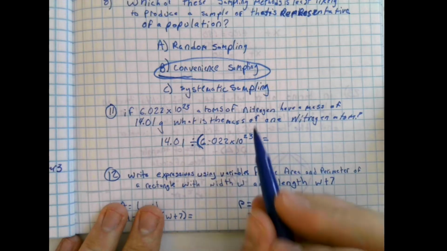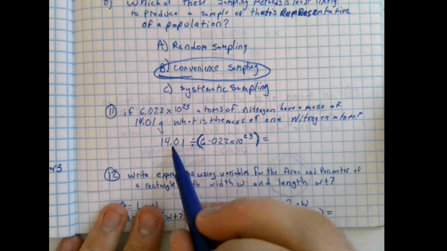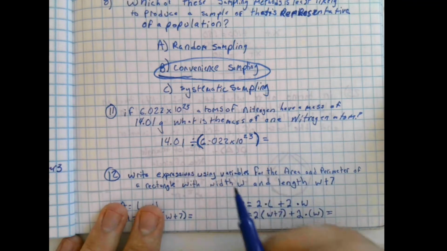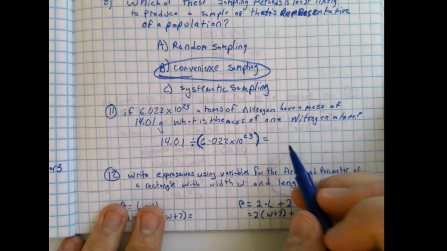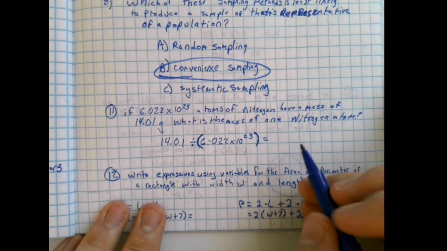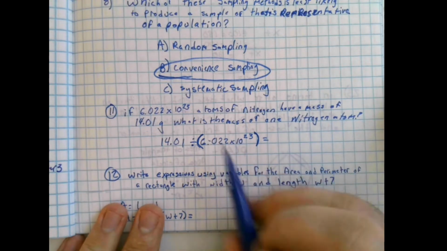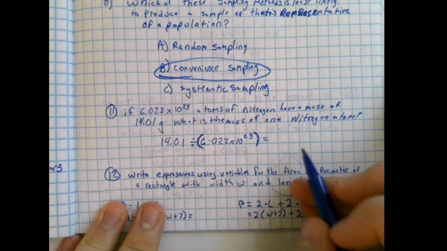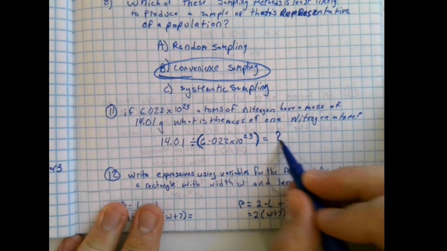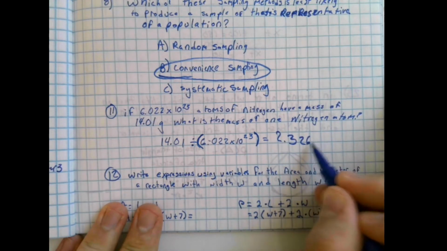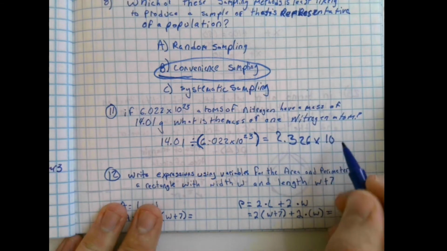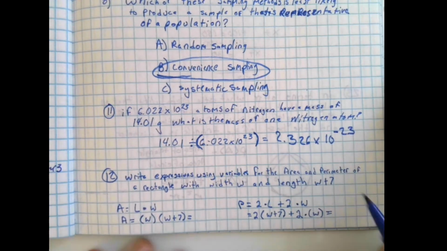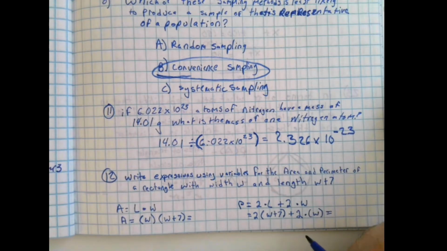Using the parentheses includes the 10 to the 23rd in the division, meaning that we have to do this multiplication first before we can divide. Now that's important because the answer we're going to get is a very tiny number. If this huge number weighs 14 grams, then only one of them is actually going to weigh 2.326 times 10 to the negative 23rd, which is a very, very tiny number.